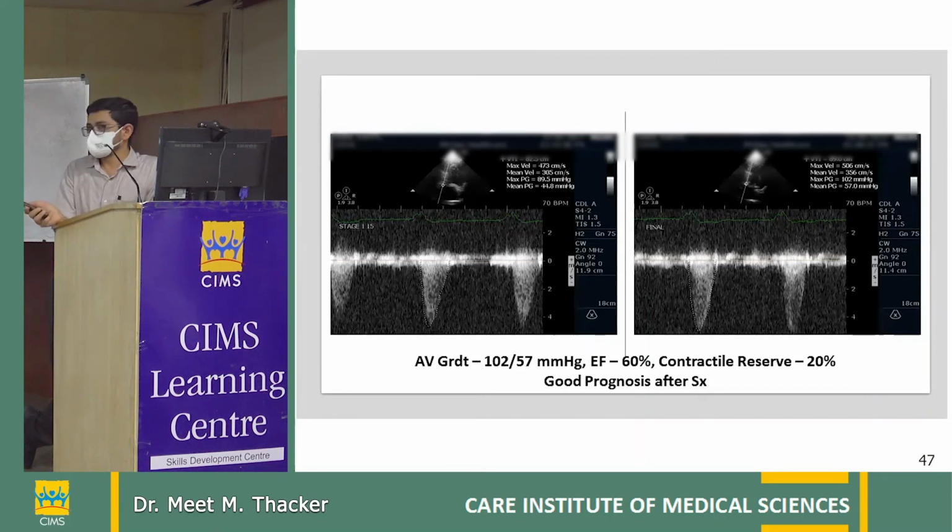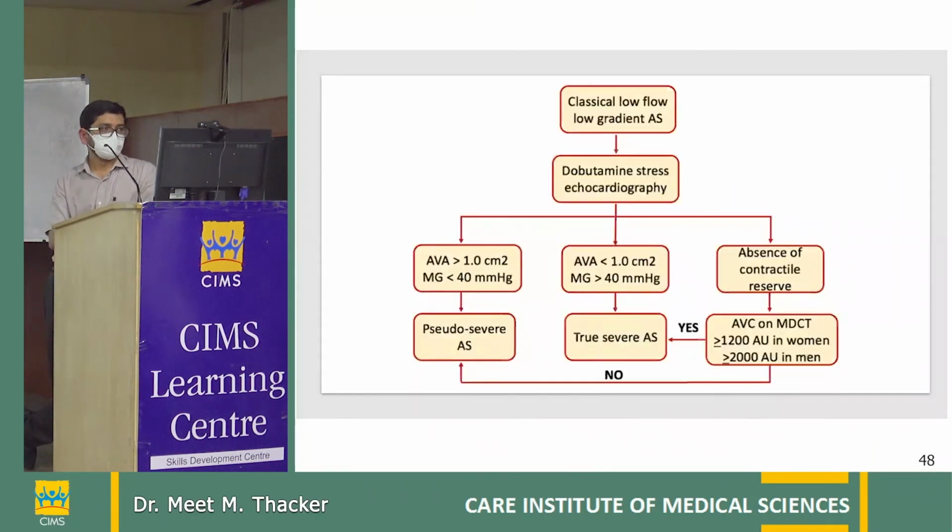So again, this showed that the AS was severe. LV dysfunction was the cause of falsely low gradients. And since the contractile reserve was good, the patient will have a good prognosis after surgery. So in low flow, low gradient AS, dobutamine stress echocardiography has a great role in distinguishing pseudo-severe AS from true severe AS.